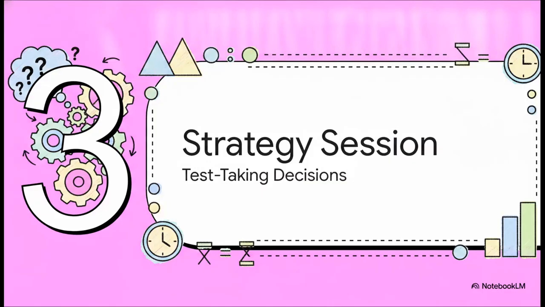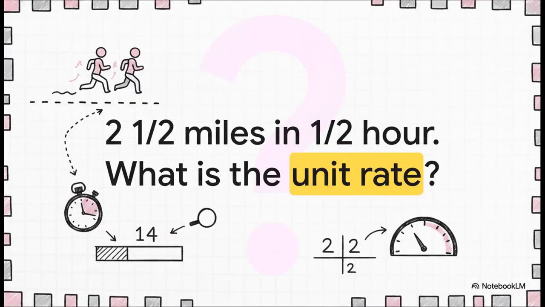Section 3, strategy session, modeling test-taking decisions. All right, we're going to do a little think aloud exercise to model exactly how a successful student processes a multi-step question under pressure. Here's a classic assessment question involving those complex fractions we touched on earlier. A runner completes 2 1/2 miles in 1/2 hour.